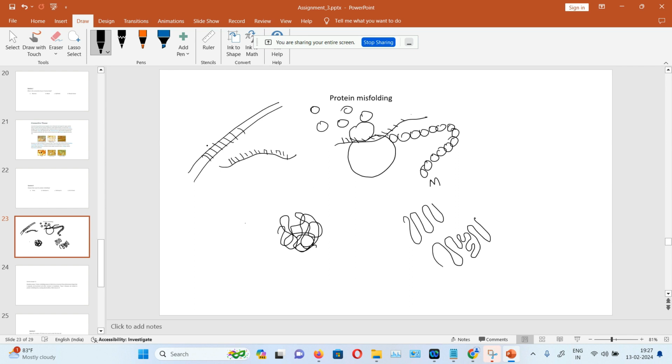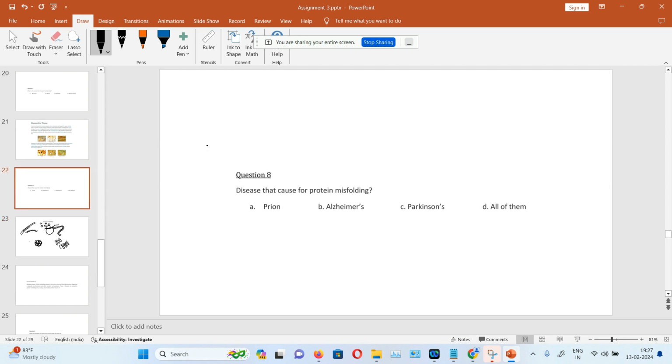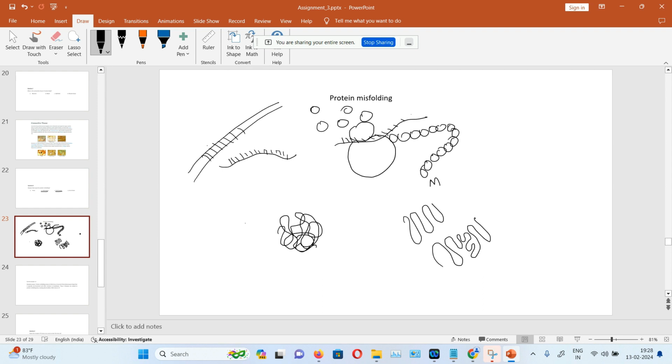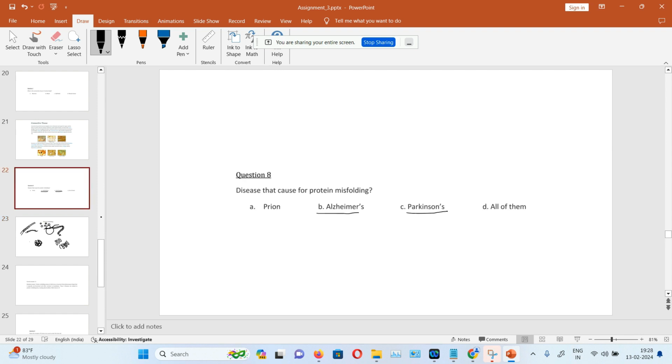Similarly, there are diseases that arise because of this protein misfolding. Diseases like Alzheimer's and Parkinson's are actually coming from protein misfolding. The protein, instead of folding in a proper manner, is folding in a different manner such that it is getting misfolded. And this is something like a prion.